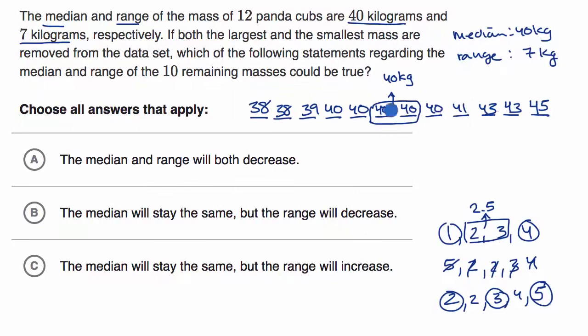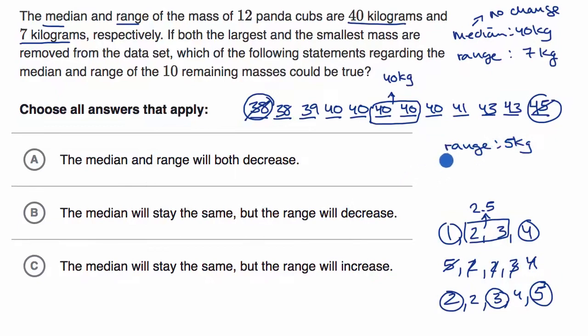Now with this data set that we happen to construct that meets the constraints that they gave us, let's see what happens when we remove the high and the low. If we remove the low and the high, well, that doesn't change the median. The middle two numbers are still going to be the same. And that's in general going to be true. As long as you remove both the high and the low, the median does not change. Now what about the range? Well, before our range was 7 kilograms. In this particular case, when we remove these two, now our new range is 43 minus 38. So our range has gone down to 5 kilograms.